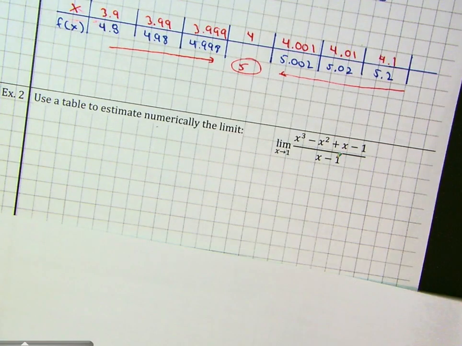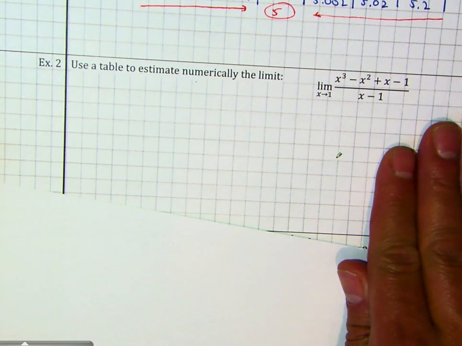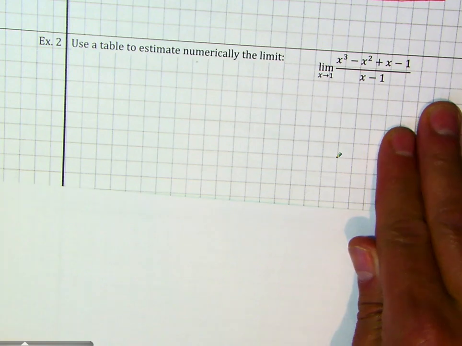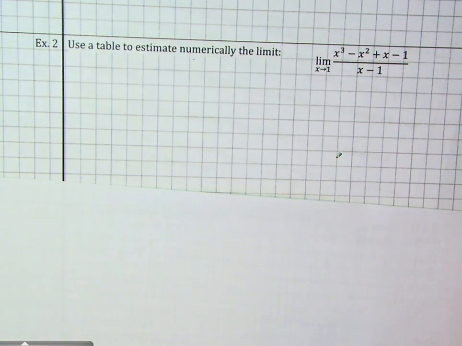On example number 2, we are going to use a table once again. So go and copy it down, and we'll continue once you are ready. Go and pause it.